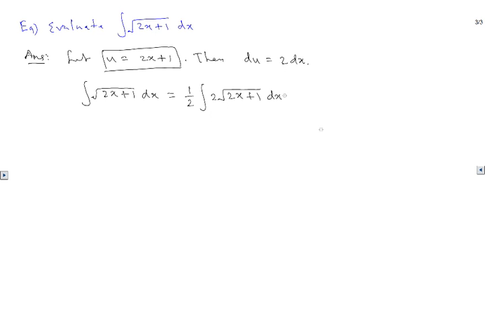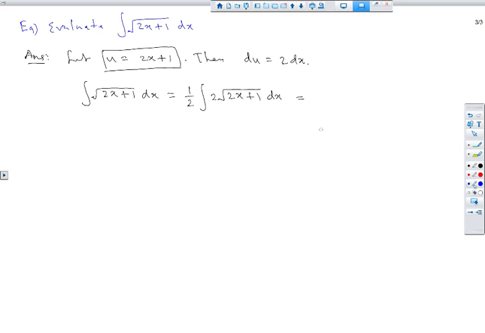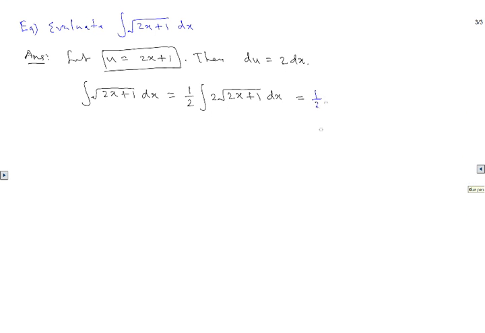You multiply, divide. Now you can see that 2 dx is simply du, so your integral becomes 1/2 still there, and then 2x plus 1 is u, so it's the square root of u, and then 2 dx is simply du. Okay, so you transform the product to something easy.